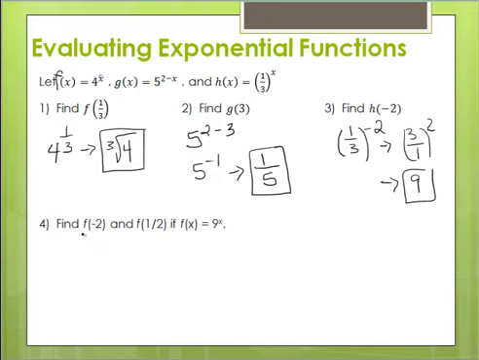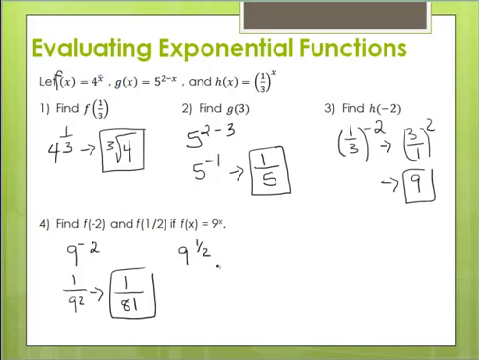So how about number 4? Find f of -2 and f of 1/2 if f of x is 9 to the x. So they're changing the function on us. Now f of x is 9 to the x. They want us to find f of -2. So that would be 9 to the -2. They also want us to find f of 1/2. So that's 9 to the 1/2 power. Well, 9 to the -2 means 1 over 9 squared. And 9 squared is 81. 9 to the 1/2 means the square root of 9, and the square root of 9 is 3.